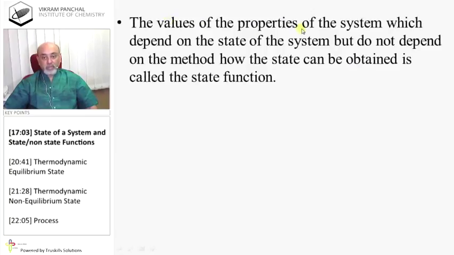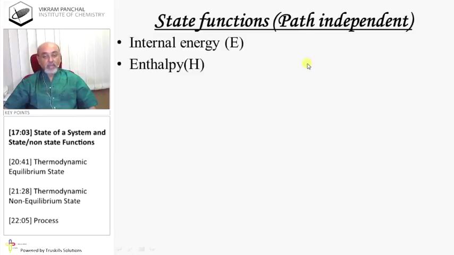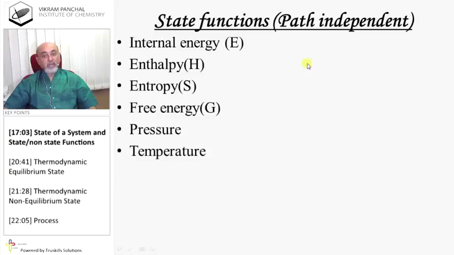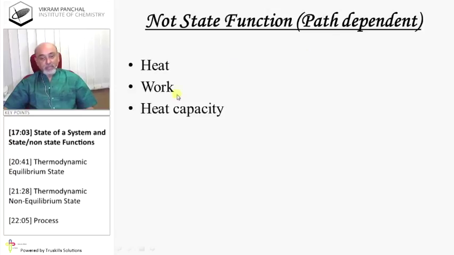So the value of properties of the system which depend on the state of the system but do not depend on the method by which the state is obtained is called a state function. So state functions are path independent. They do not depend on the path, and the examples are internal energy, enthalpy, entropy, free energy, pressure, temperature and volume. Not state functions, that is, they are path dependent functions, like heat, work, heat capacity. So these depend on path.